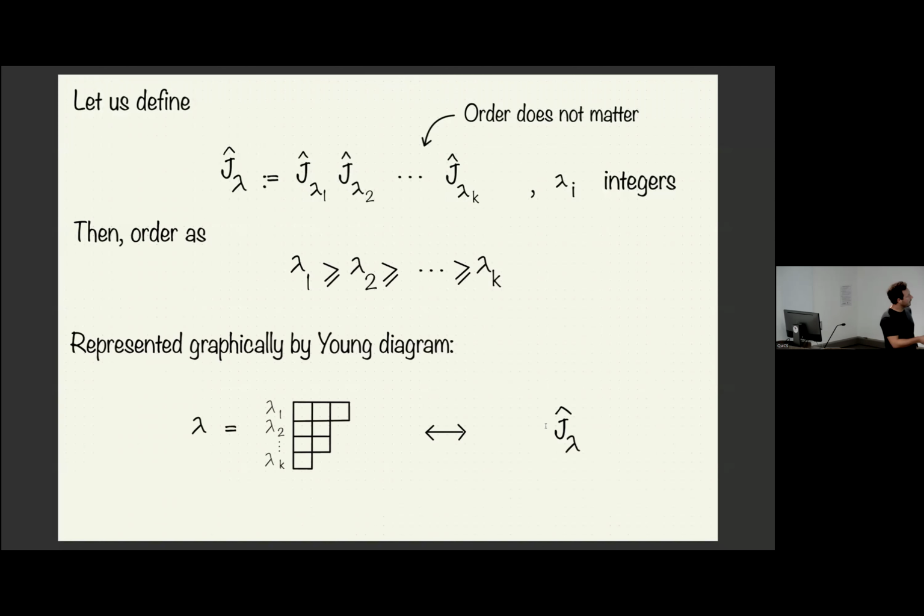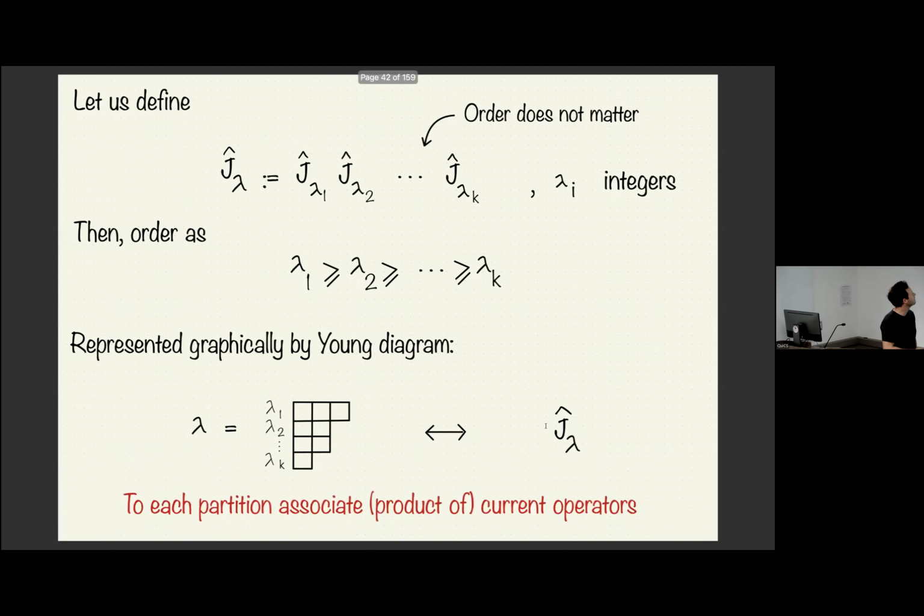So that means that this operator J hat lambda is represented by a partition of n. Where the number of boxes in the first row is lambda 1, the second is lambda 2, and so on. So the only thing that matters is the number of boxes in each row. To each partition, we can associate a current or a product of currents and just call it a current. So the statement is that currents, which are symmetries of the XX spin chain, are labeled by partitions.